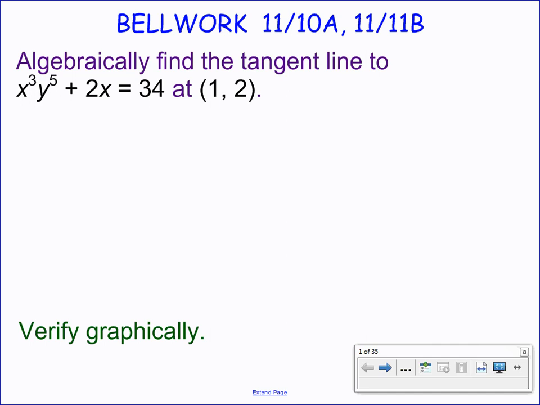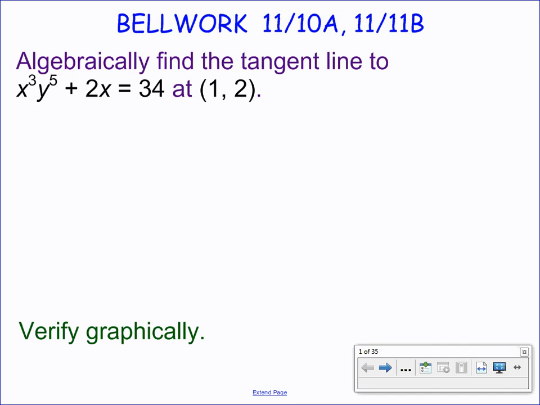If we're given a relation, x cubed y to the 5th plus 2x equals 34, and we're going to write an equation of a tangent line, first, is this an implicit or an explicit relation? Go ahead and tell the class when I call on you. Paul? Implicit. Implicit, how do you know? The x and the y are on the same side. Absolutely, we've got x's and y's mixed up on the same side.